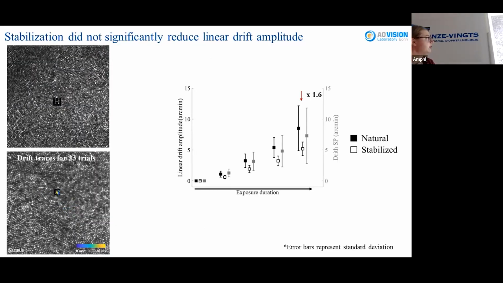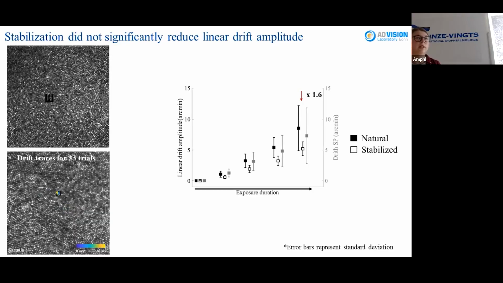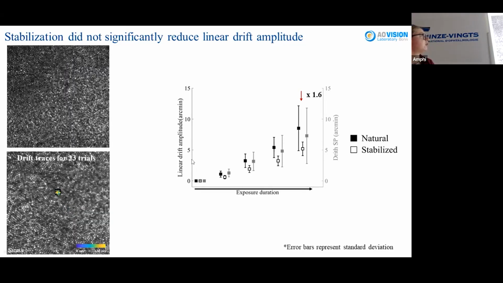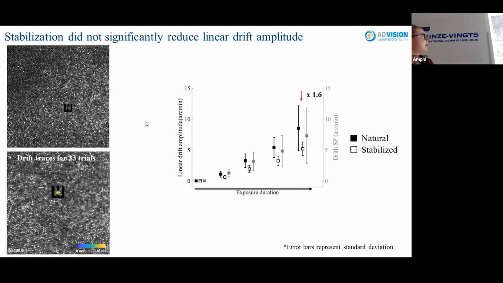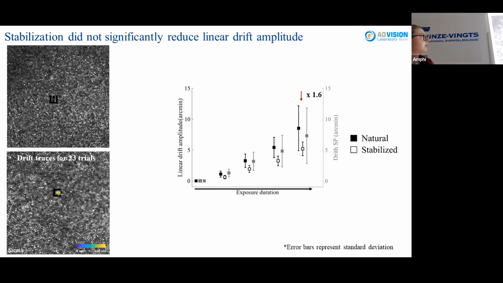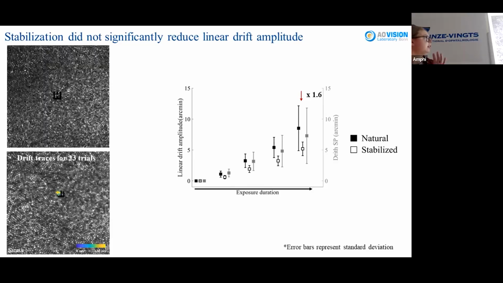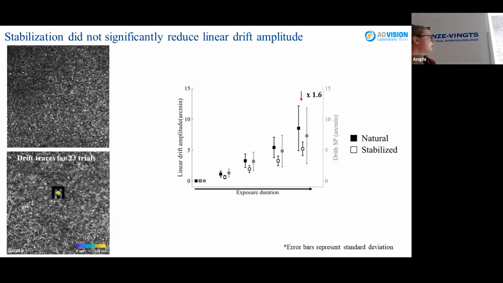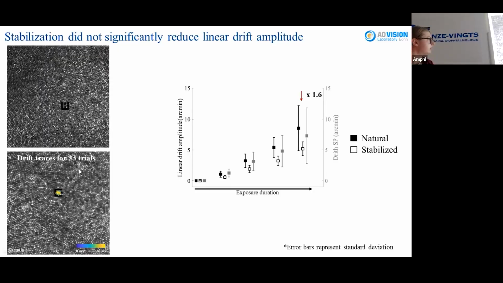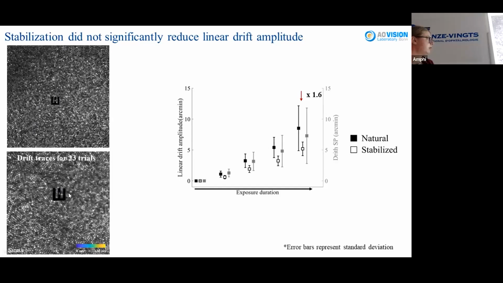Retinally stabilized means that the stimulus moves together with the retina. Basically, we measured the preferred retinal location of each participant, and then continuously placed the stimulus in the same retinal location. You can see it's kind of glued to the retina and moves together with the retina. Here you can see drift traces again for 23 trials, but in the stabilized condition.